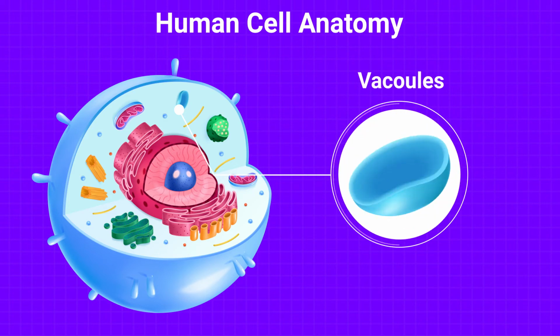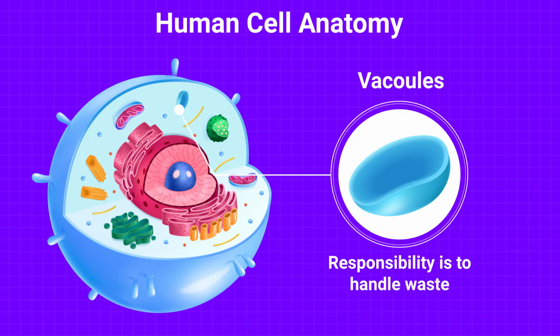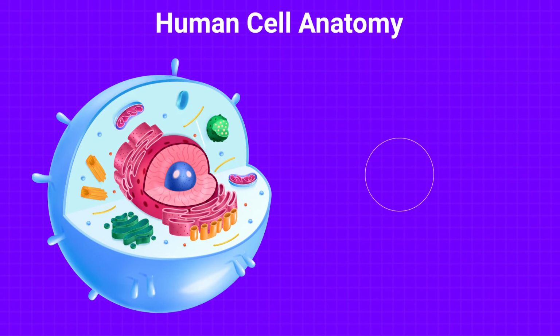Vacuoles. Organelles that are membrane-bound and occur in both plants and animals are called vacuoles. They resemble specialized lysosomes in certain ways. That is to say, their primary responsibility is to handle waste, and by handle, we mean to both receive and dispose of waste.